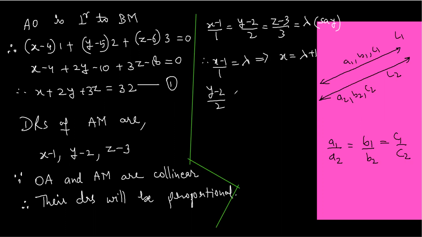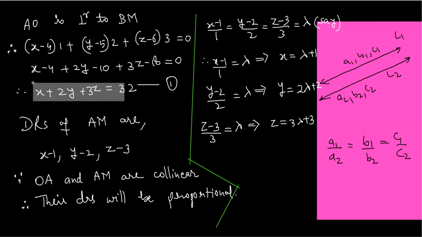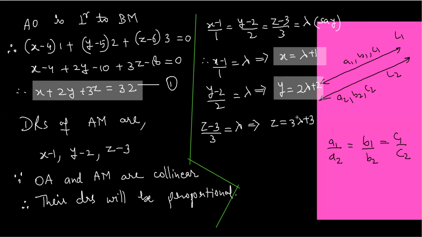(y minus 2) upon 2 equals lambda. This gets me y equals 2 lambda plus 2. And (z minus 3) upon 3 equals lambda. So this gets me z equals 3 lambda plus 3. Now after having found x, y, z, I will substitute these values in this equation. I will substitute the values of x, y, and z which I obtained.